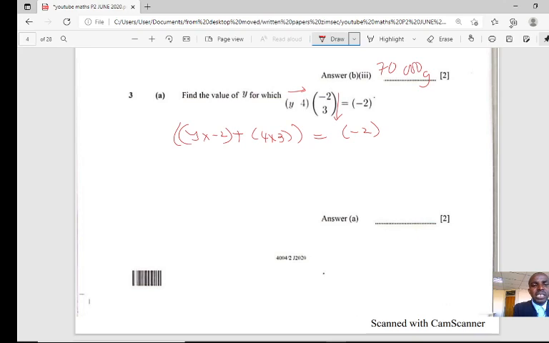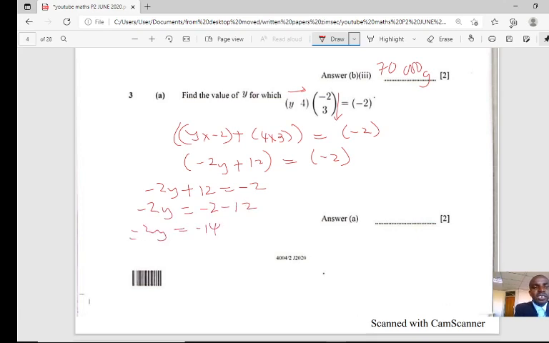Please don't remove the brackets. These are matrices, remember. Then y times minus 2 is minus 2y, plus 4 times 3 is 12, is equal to minus 2. Then next you have to equate. So it means minus 2y plus 12 is equal to minus 2. Then collect like terms. Minus 12, minus 2y is minus 14, over minus 2, over minus 2. You get your y is equal to 7.